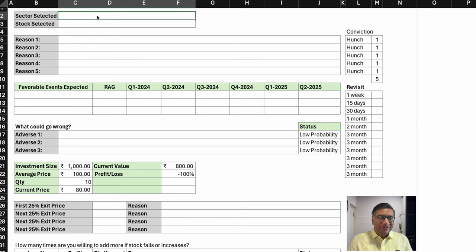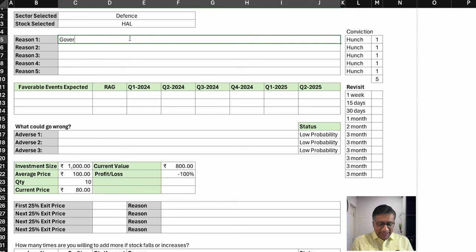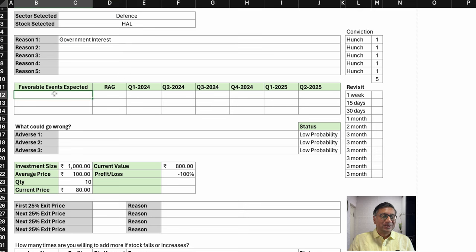The sector you are investing in, say defense. Stock, say HAL. Reasons for investing, let's say government interest. Right now, there is an option to provide 5 reasons. You could add more if you want. Favorable events expected. Budget allocation, for example.